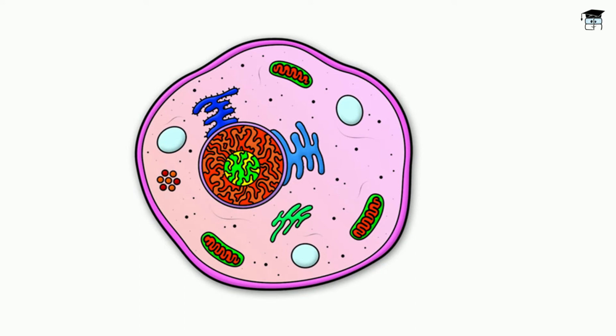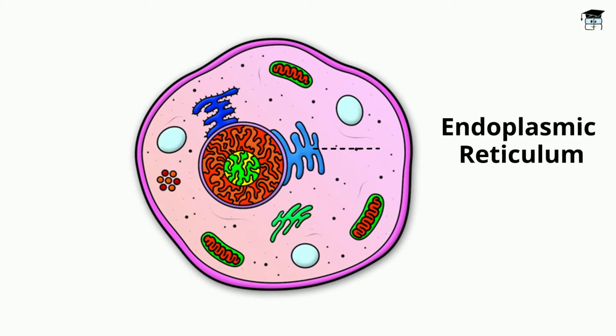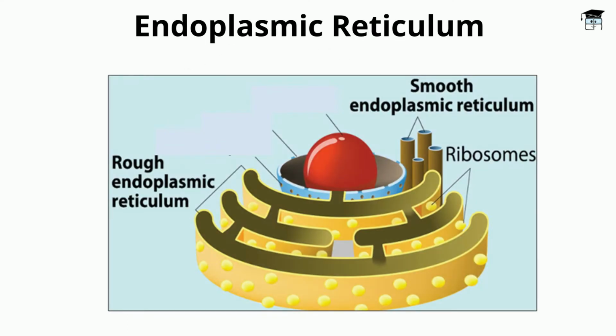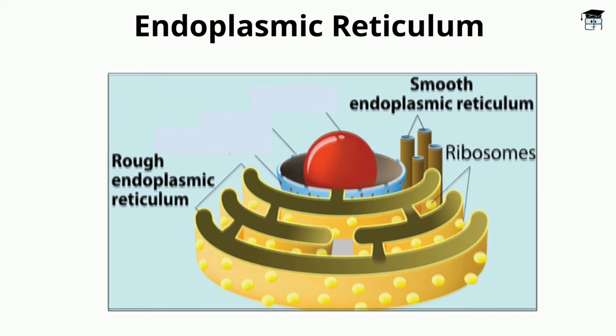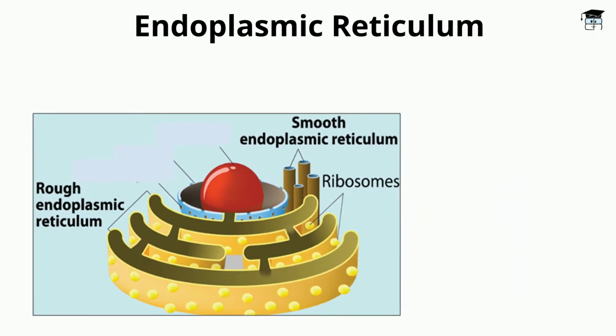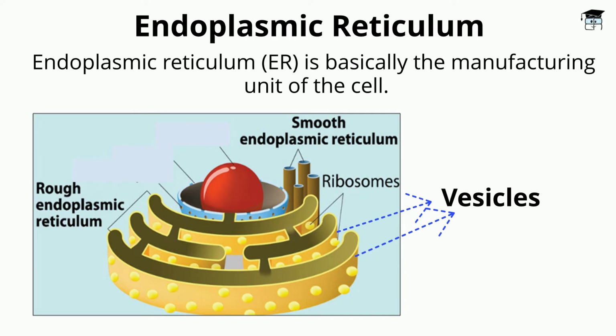The vessel-type structure inside the cell is endoplasmic reticulum. It consists of a large network of membranous sheets and tubes. It looks like long tubules or round or oblong bags or vesicles. Endoplasmic reticulum is basically the manufacturing unit of the cell. If you remember this, it will be easy for you to remember what is the role of endoplasmic reticulum as an organelle in the cell.